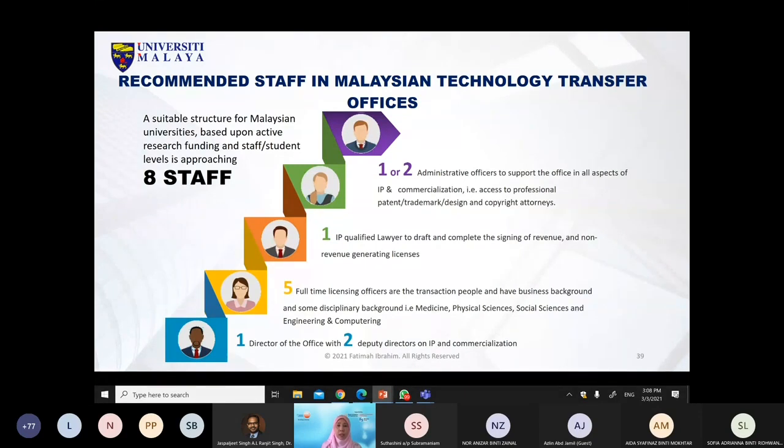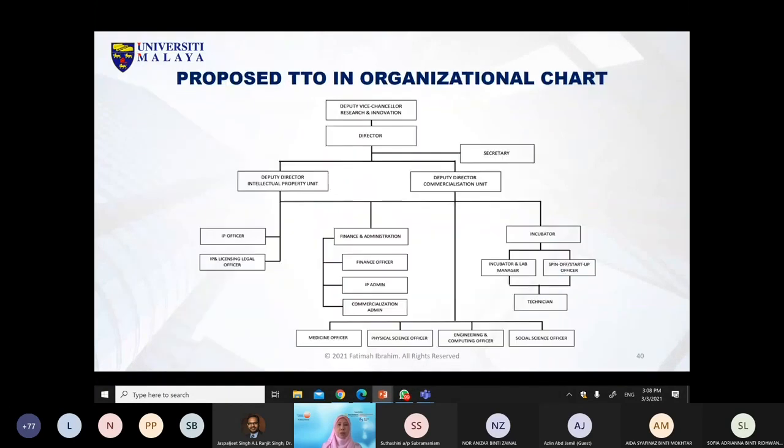IP officer who will draft and complete the signing of revenue and non-revenue generating licensing agreements, and at least 1 or 2 administrative supporting staff for all the administration work. So this is the proposed technology transfer organization chart. You can have it in the module, already documented. If your organization is very small and you can't afford the complete one, for universities that have an incubator, and for those who do not have the incubator, you can forget about the left incubator branch there. You can just focus on the two branches.